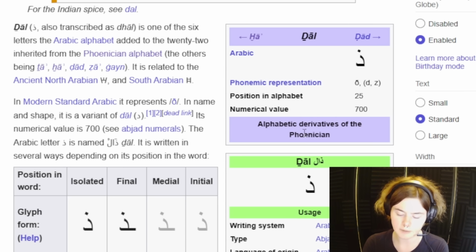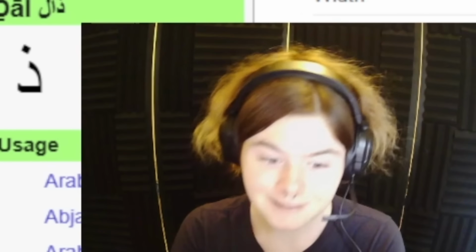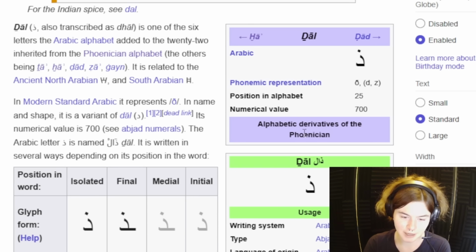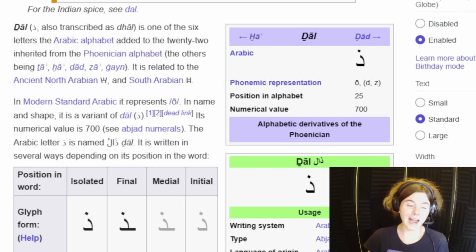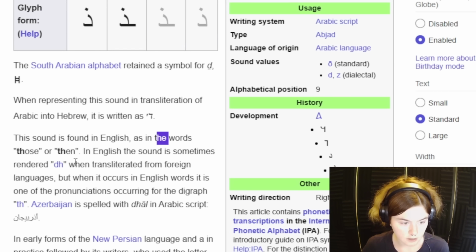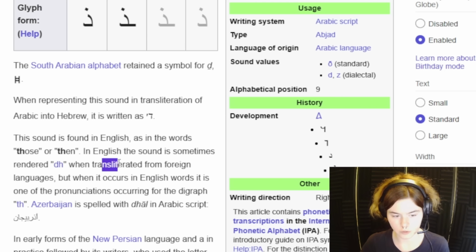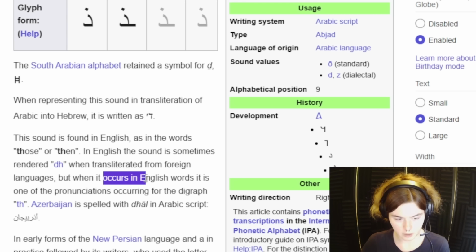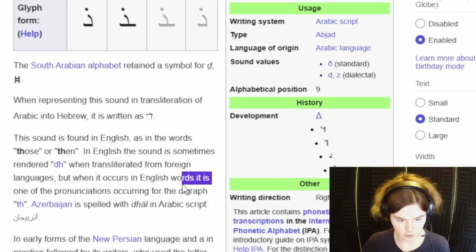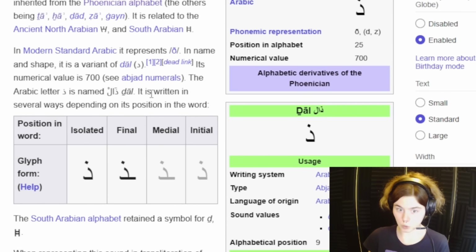Okay, this looks like a J, but I know it's not gonna be a J. Okay, I'm seeing two letters that look really similar. Hopefully this is the right one. This just sounds like the go. Alright, I know I'm not hearing this correctly. This sound is found in English, as in the words those and then. Interesting. In English, the sound is sometimes rendered d when transliterated from foreign languages, but when it occurs in English words, it is one of the pronunciations occurring for the digraph th. Okay, that's kind of cool.